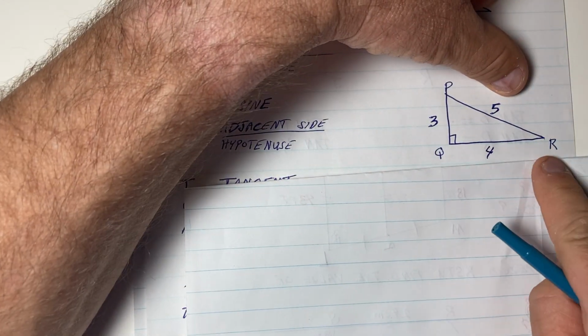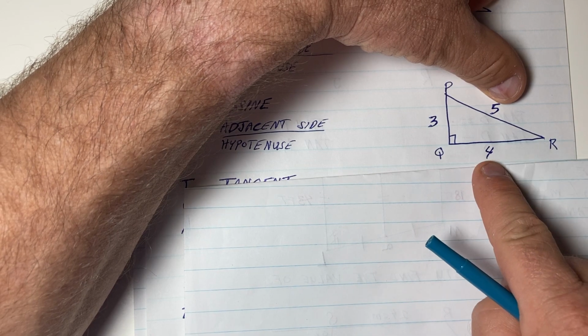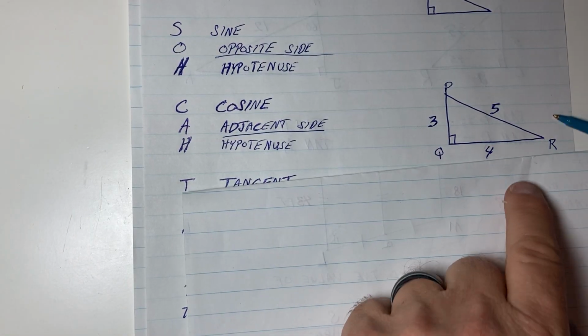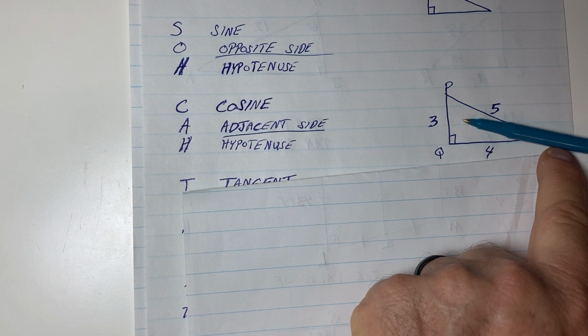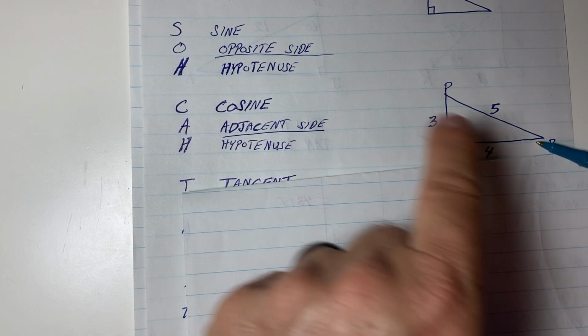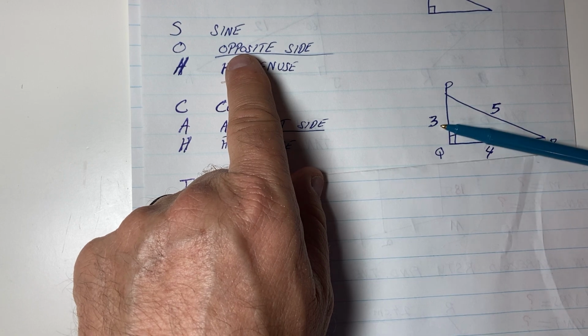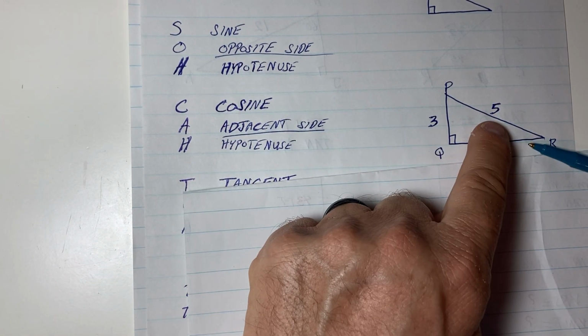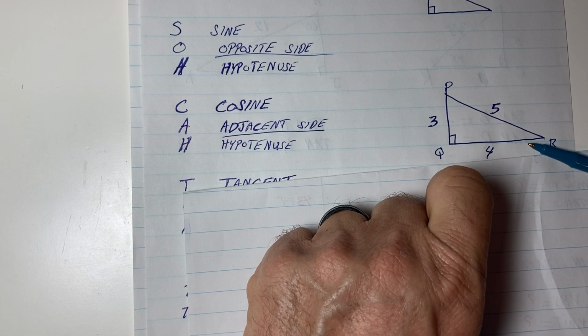The side right next to this, the adjacent side, is 4. And that just leaves us with the side opposite R. That's the opposite side. So sine of R would be opposite side, 3, divided by the hypotenuse, 5. Sine of R would be 3 divided by 5.